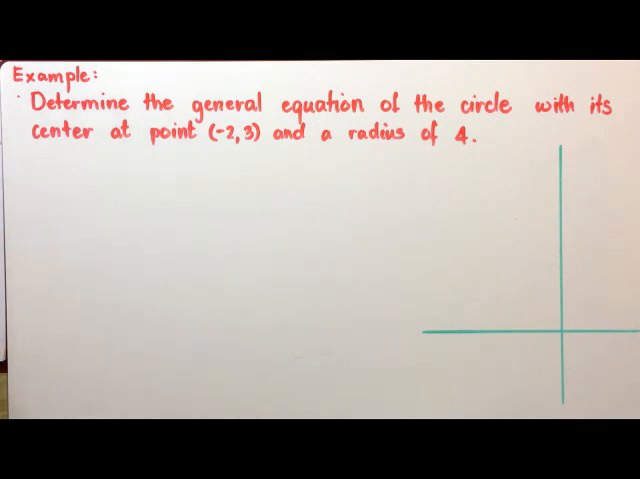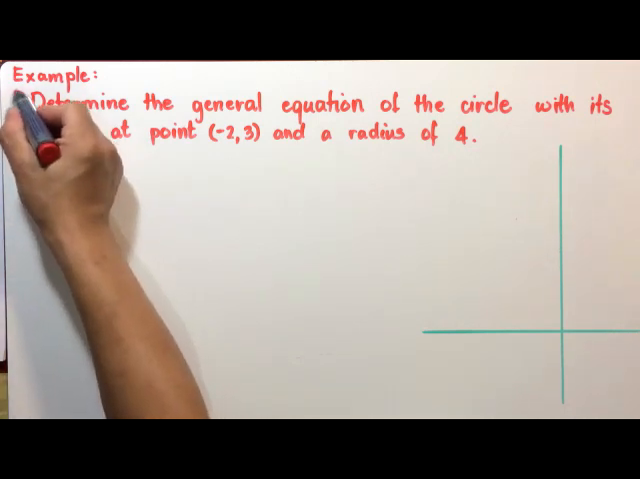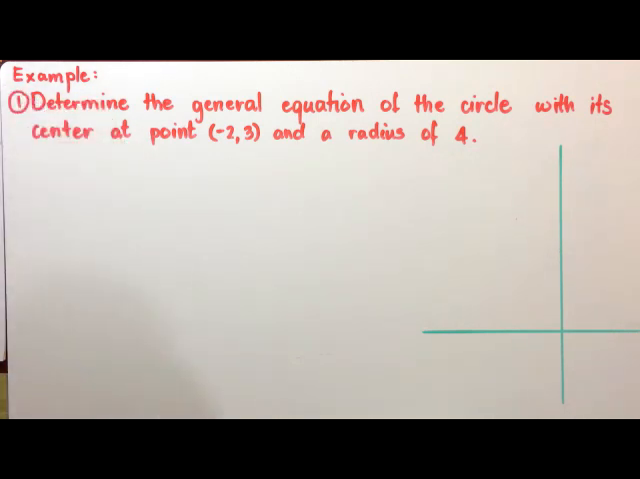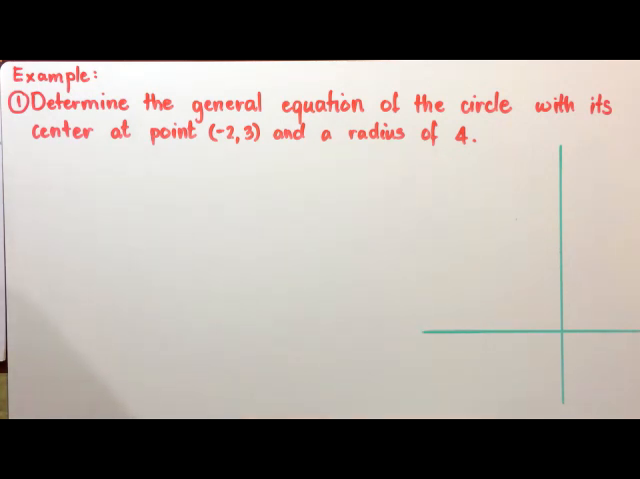So to illustrate, I will be giving you examples. So suppose this is our example 1. Determine the general equation of the circle with its center at point -2, 3, and a radius of 4. So how will you find the general equation of the circle?